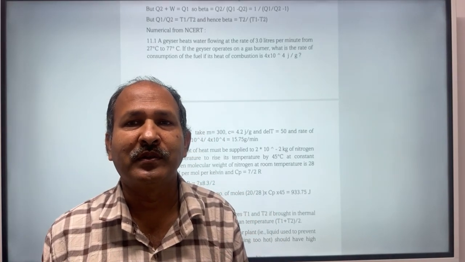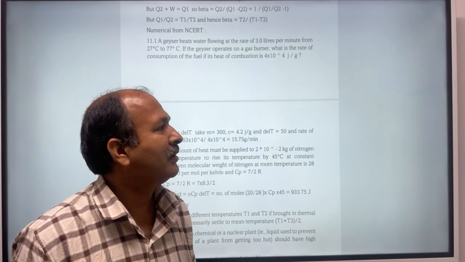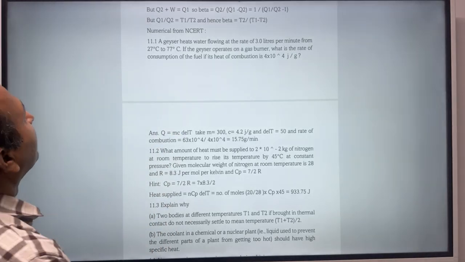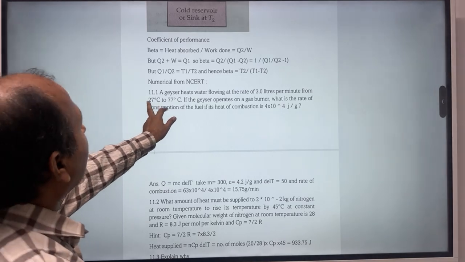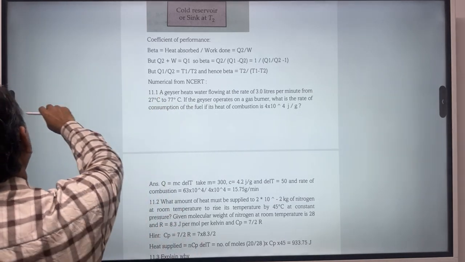Today we will do numericals on the chapter Thermodynamics. So let's see these questions. These questions are from the NCERT textbook.